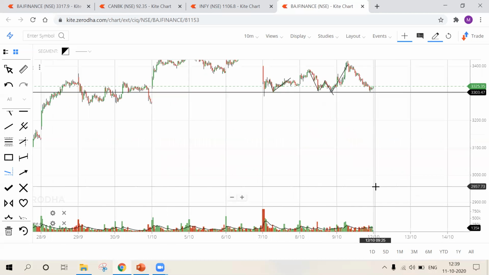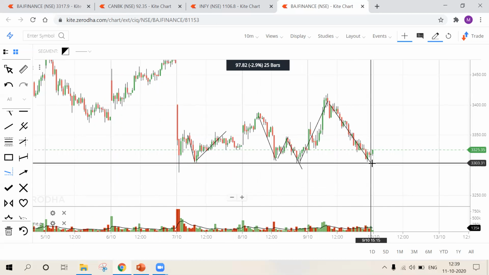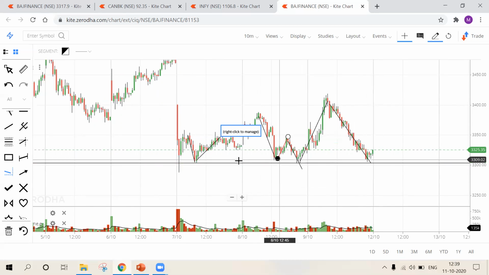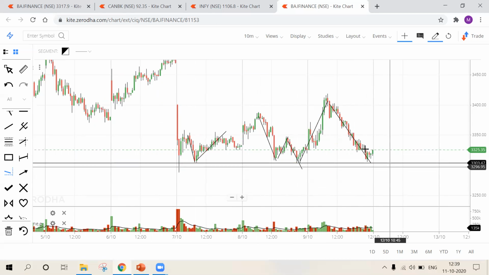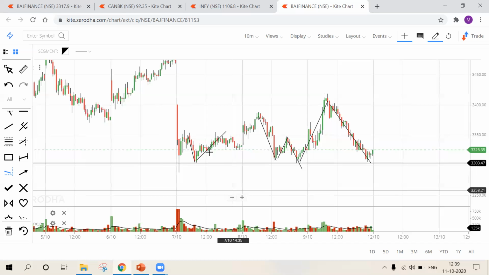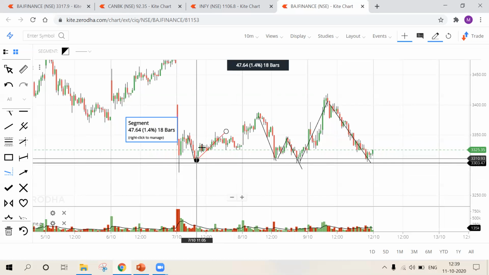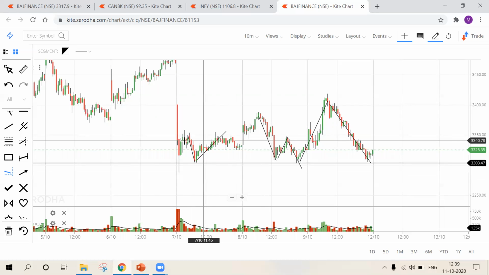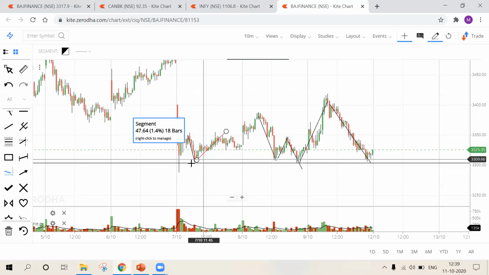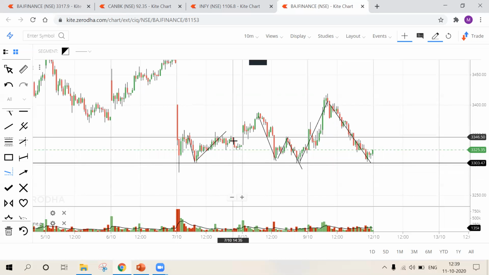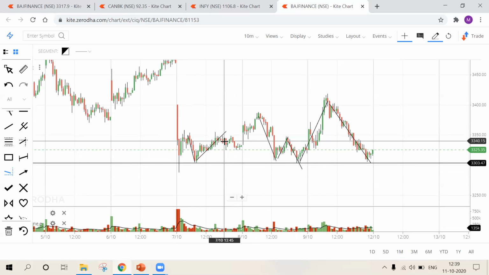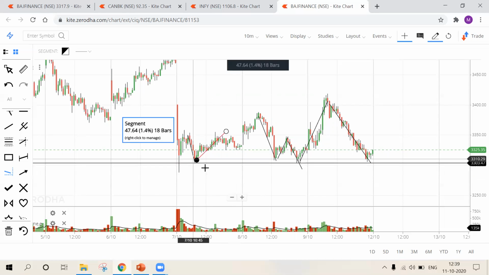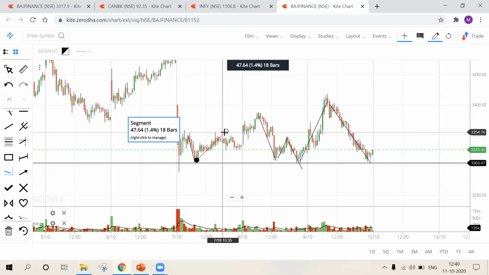Again, the sellers are trying to push the price downward, again at the same zone, the same level. See, this is the first rejection, this is the second rejection, this is the third rejection, and this is the fourth rejection. When I call it a rejection, that means the price bounces back upward because of high buying pressure. The stock is taking support here and bouncing back towards the upside because buyers come to the market at that point and try to push the price upward.